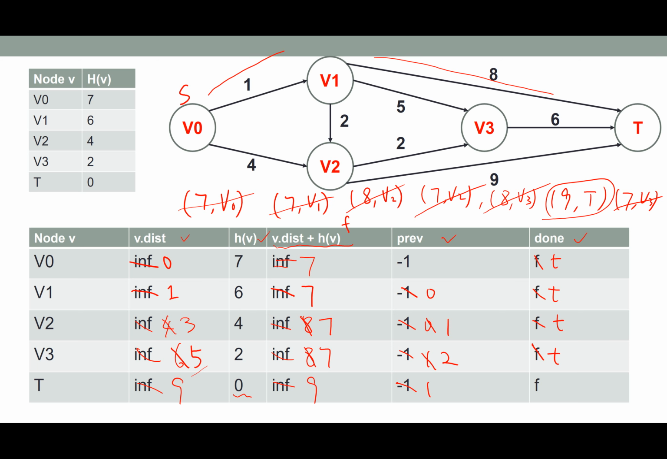The major difference in here, although in this example you may not be able to see why it is better, but if your graph is more complicated, using this heuristic, this h(v), will allow you to guide towards this t in this direction instead of being divergent to the other places.